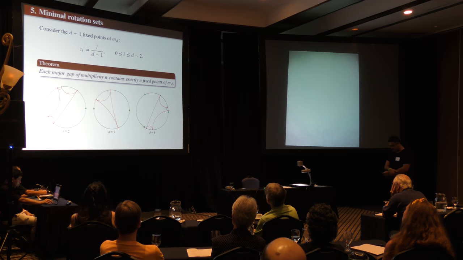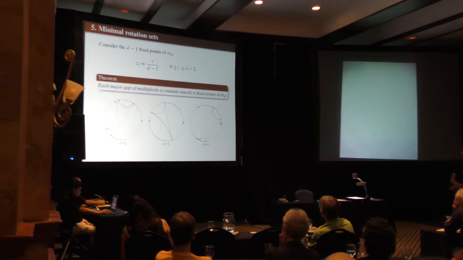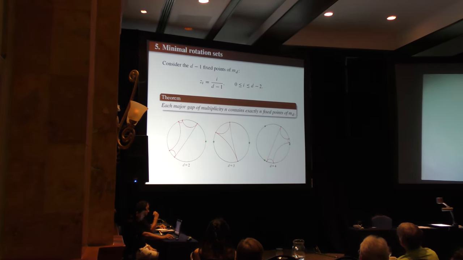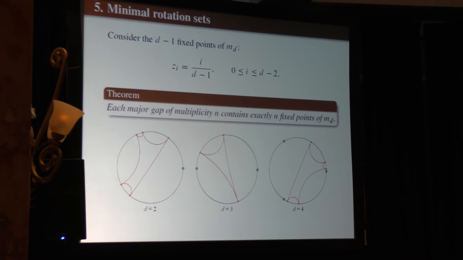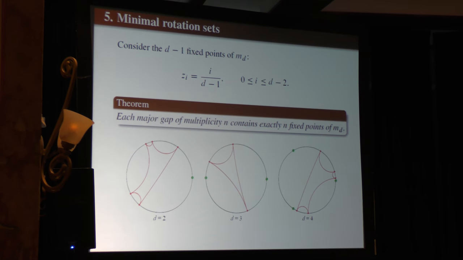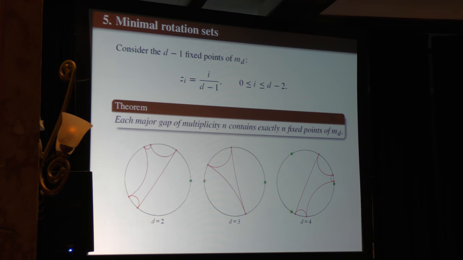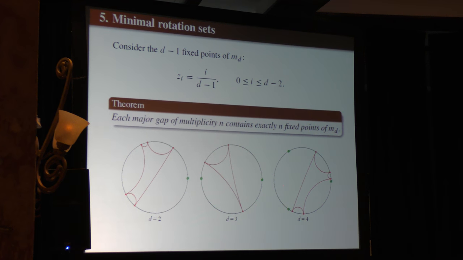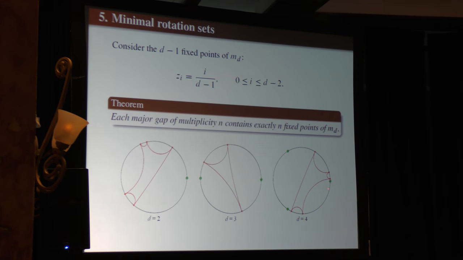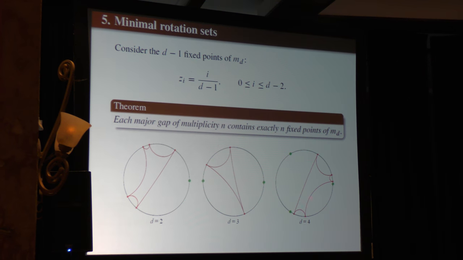So these are some examples. In degree 2, I have only one major gap and one fixed point, the fixed point 0, and there is one major gap of multiplicity 1. This is an example in degree 3. I have two fixed points at 0 and 1/2, a pair of major gaps, each of multiplicity 1. And this is an example in degree 4. I have three fixed points at 0, 1/3, and 2/3. I have one major gap of multiplicity 1 and another major gap of multiplicity 2. So these examples illustrate that statement.